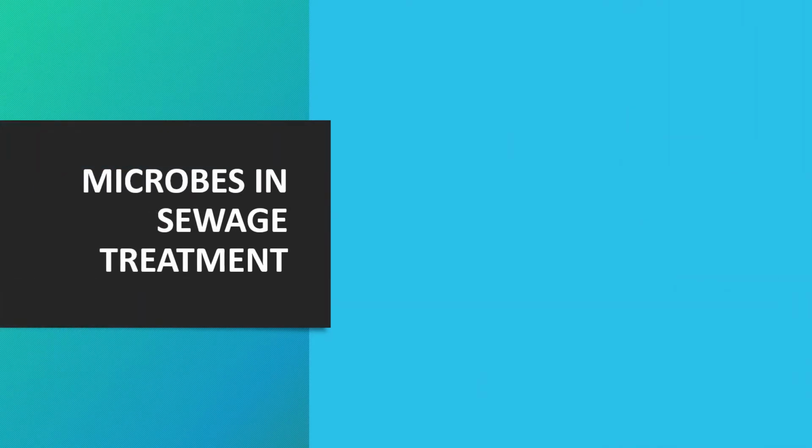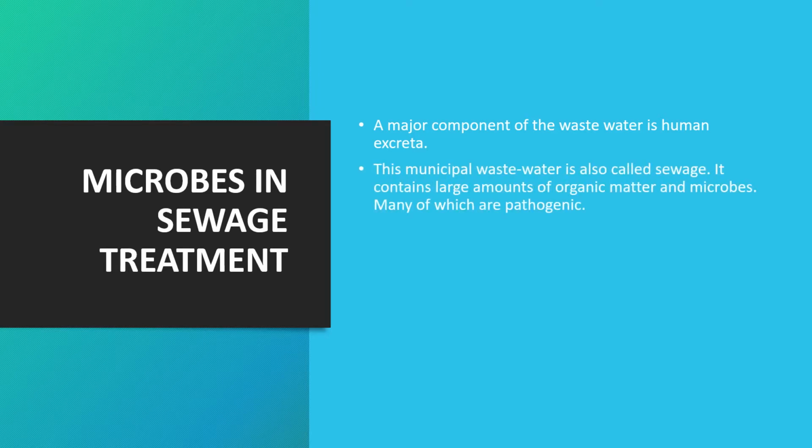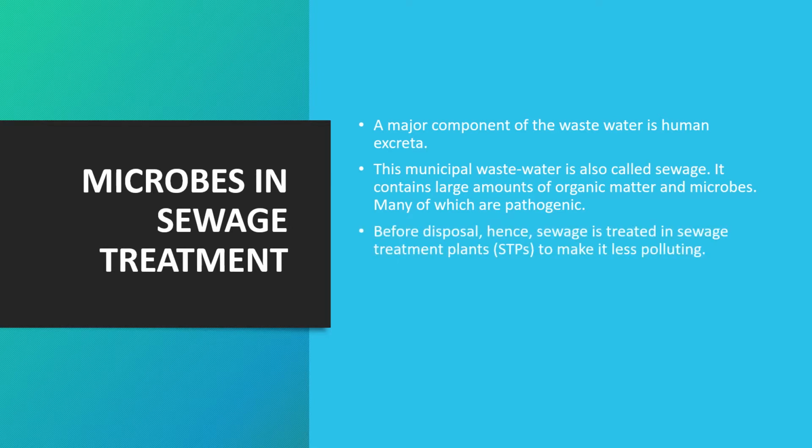We know that large quantities of wastewater are generated every day in cities and towns. A major component of wastewater is human excreta. This municipal wastewater is also called sewage. It contains large amounts of organic matter and microbes, many of which are pathogenic. This cannot be discharged into natural water bodies like rivers and streams directly. Before disposal, hence, sewage is treated in sewage treatment plants to make it less polluting.